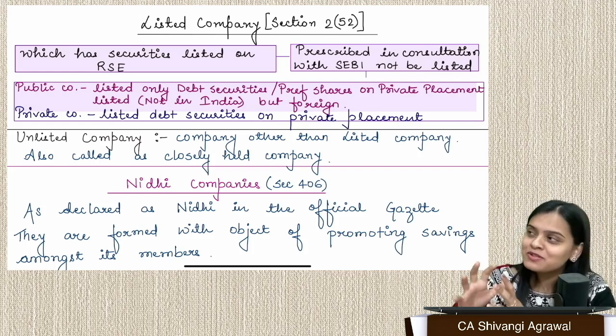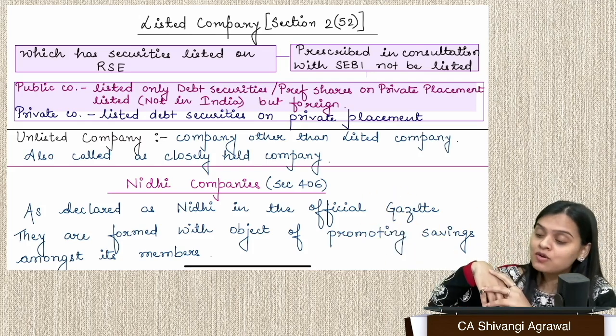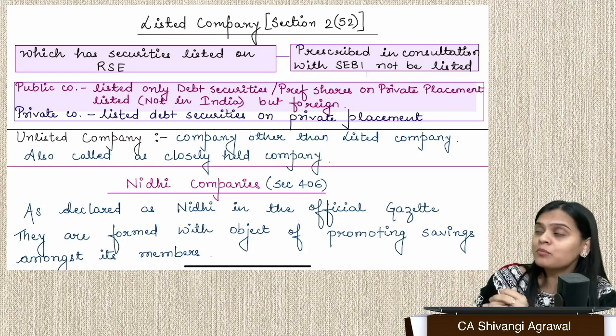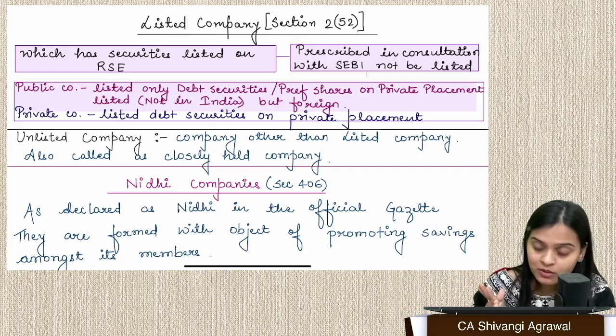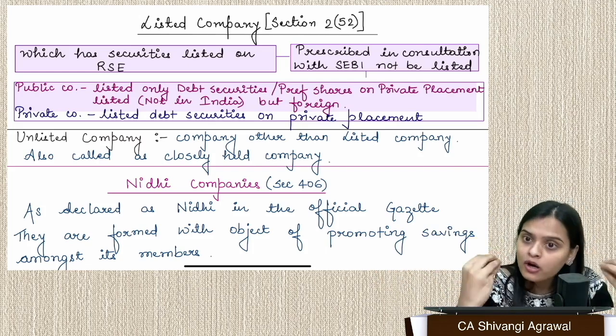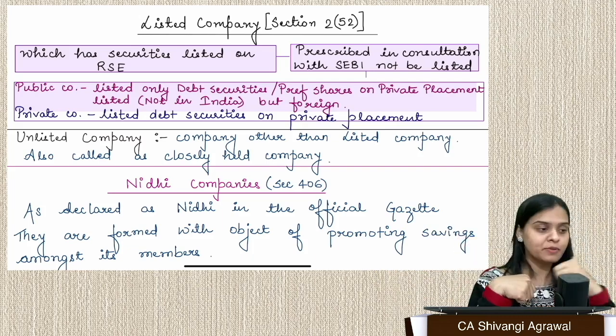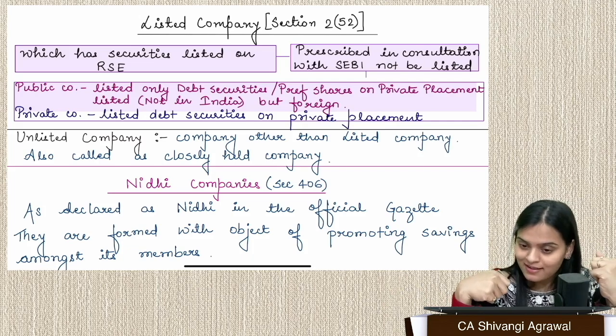Ma'am, why? See, because as soon as you get any of your securities listed on a recognized stock exchange and you're called a listed company, undoubtedly SEBI will put a lot of regulations for you to comply with. At the same time, the Companies Act also gives you a lot of provisions: if you are a listed company, follow this. You're a listed company, do this. You're a listed company, do that.